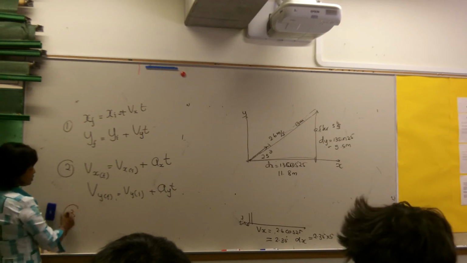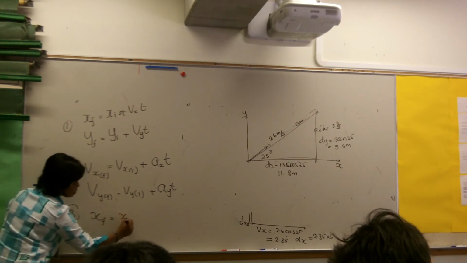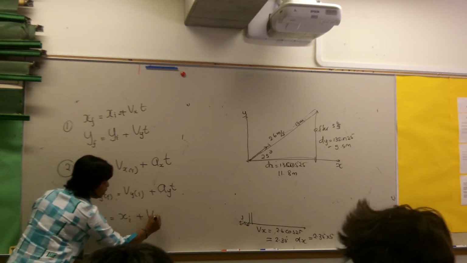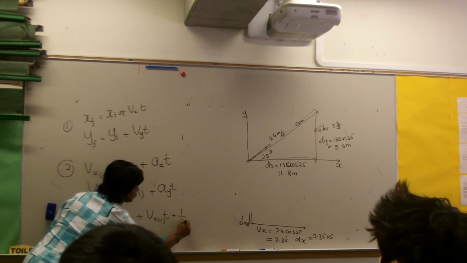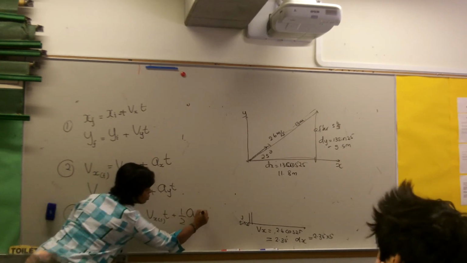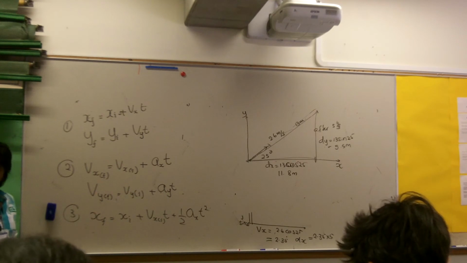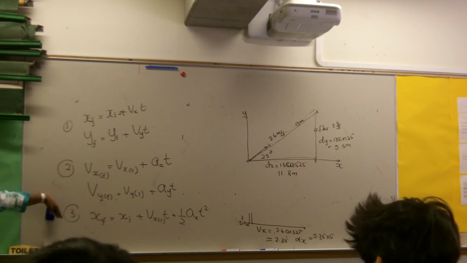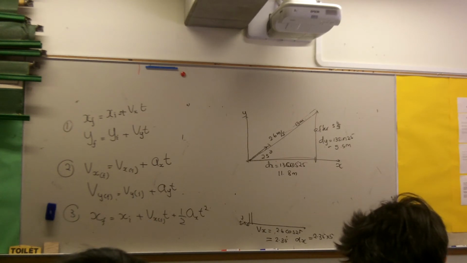So the distance x is now equal to x initial plus vx initial t plus half acceleration in the x direction times t squared. Don't think that there are too many equations. It's the same equation, we are now thinking about the direction. That's all. Are you all okay here?